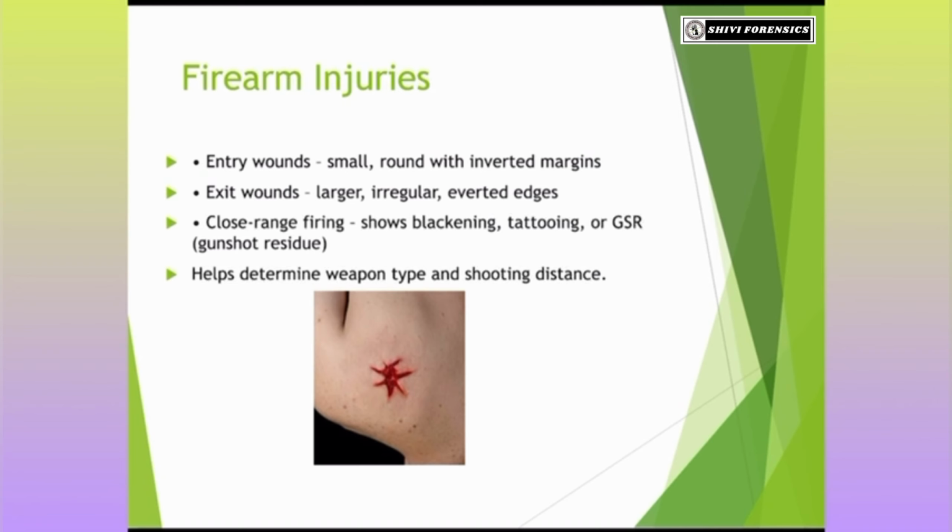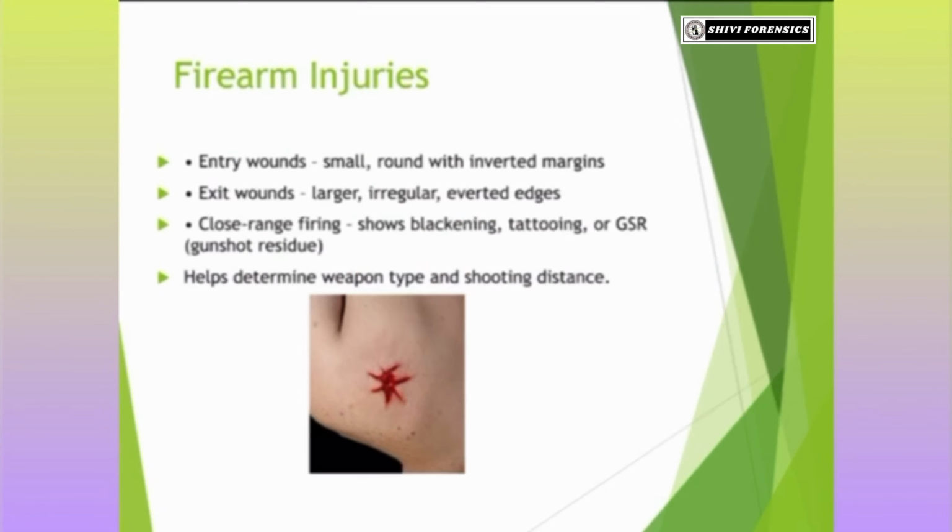Entry wound and exit wound. Entry wounds are small, round with inverted margins. Exit wounds are large, irregular, with everted edges. Close range firing shows blackening, tattooing, or GSR, meaning gunshot residue. These help determine the weapon type and the distance.